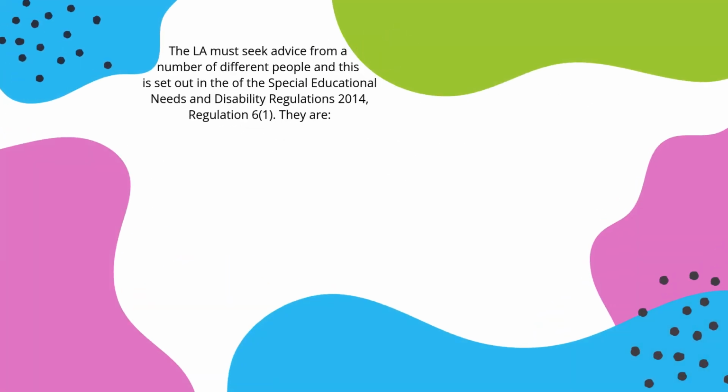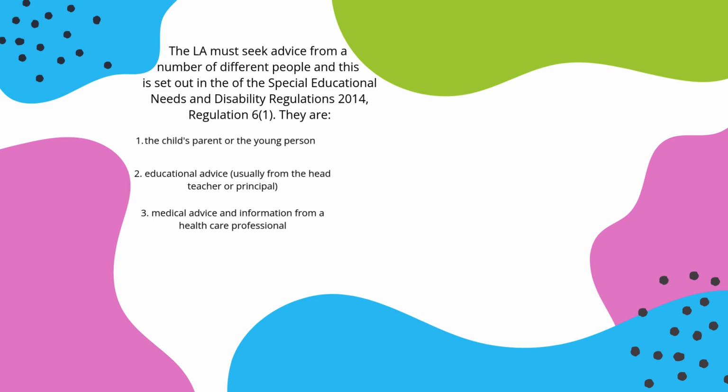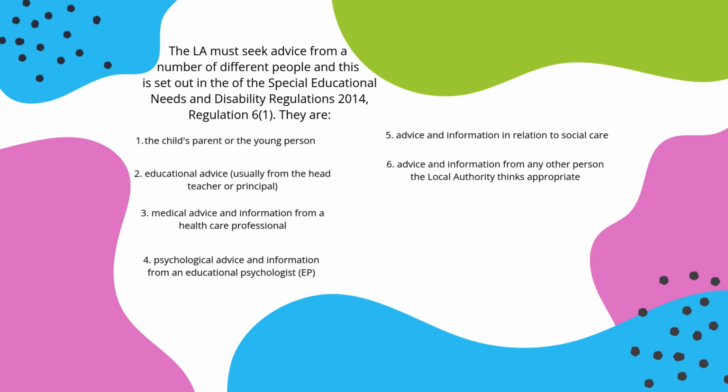The LA must seek advice from a number of different people, and this is set out in the Special Educational Needs and Disability Regulations 2014, Regulation 6, 1. They are the child's parent or the young person. Educational advice, usually from the head teacher or principal. Medical advice and information from a healthcare professional. Psychological advice and information from an educational psychologist. Advice and information in relation to social care. Advice and information from any other person the local authority thinks appropriate.